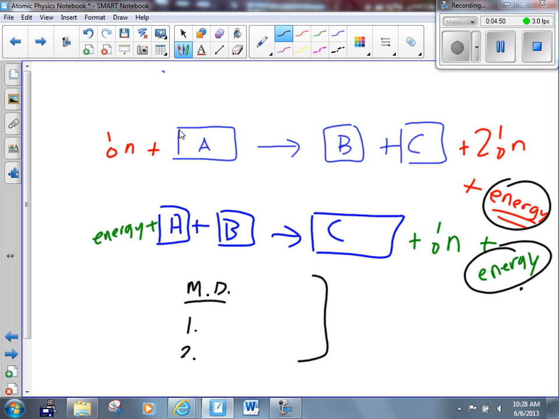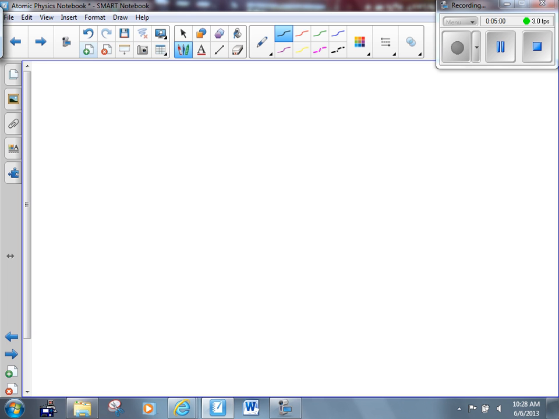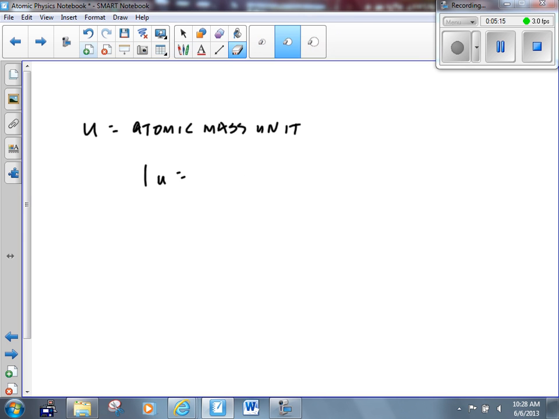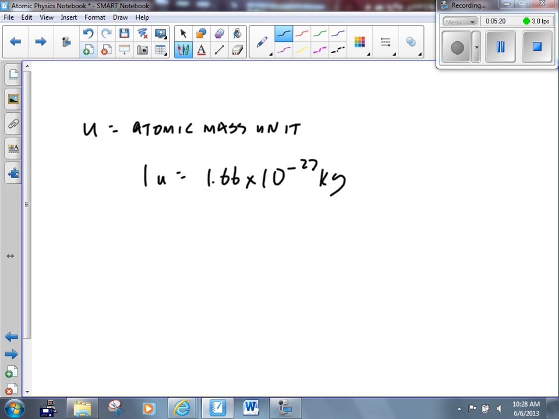This one's easy, right? You got mass defect, you want to find energy from mass? We're going to use that equation, E is equal to mc squared. We also defined a term called U, the atomic mass unit. Those of you who have taken chemistry will be familiar with this one. One atomic mass unit is equal to 1.66 times 10 to the minus 27 kilograms. We want to do the conversion. We'll set 1 over 1.66 equals x over whatever.